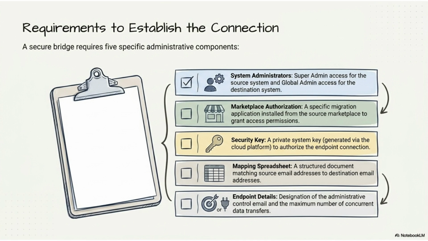Fourth, you'll need an identity mapping spreadsheet, a structured file that matches each Google email address to its corresponding Microsoft 365 address. And fifth, you'll need to define your endpoint details, the admin control email, and the maximum number of concurrent data transfers you want to allow. Have all 5 ready before you begin.